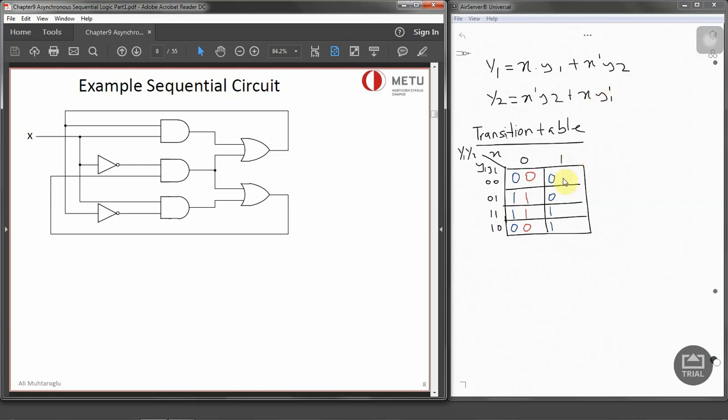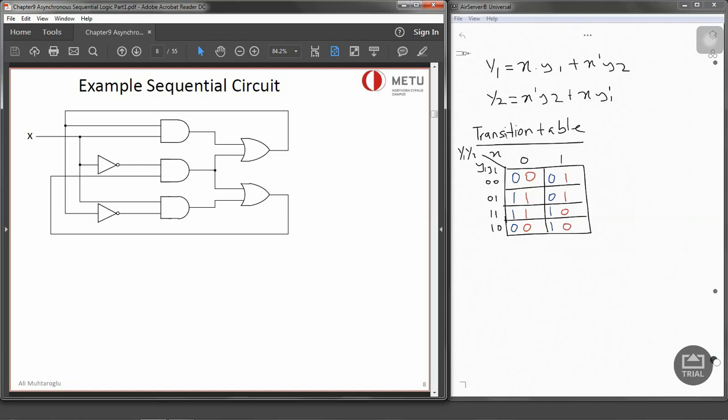Then when x is 1, y1 prime, it's going to be 1 because y1 is 0, y1 prime is 1. When x is 1, y1 prime, that's still 1, so that's also valid. But then y1 is going to be 0, y2 is 1, but x is 0 over here, so the last two, it's going to be 0 as well. So the blue ones are representing the y1 next state values, and the red ones represent the y2 next state values.